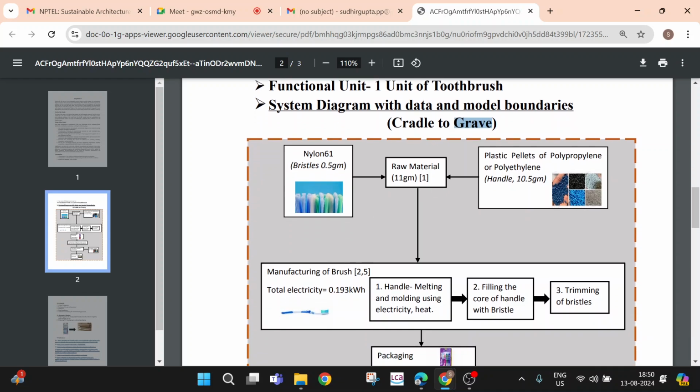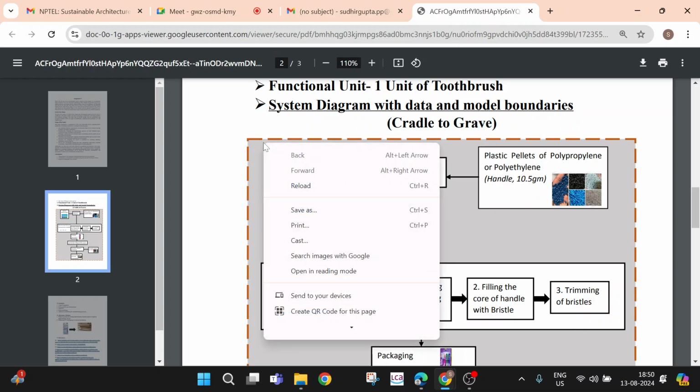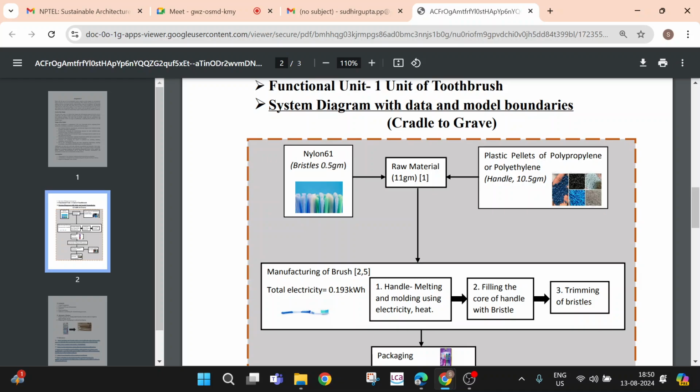So cradle to grave, cradle to cradle, gate to gate, these are all definitions of the system boundary. If you have marked your system boundary as this one up, I think the cursor will be available, so you can mark from this process up to this box only. Is it visible? Yes. You can mark up to this, or you can mark only one process, so it will be gate to gate, from here to here.